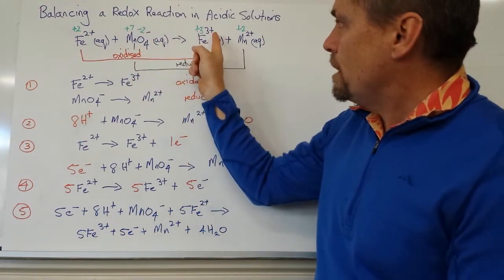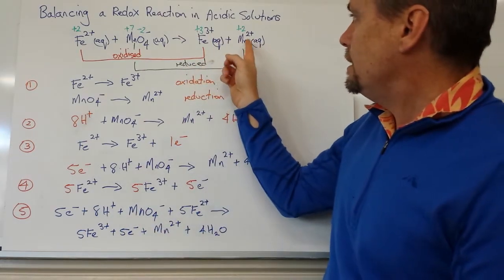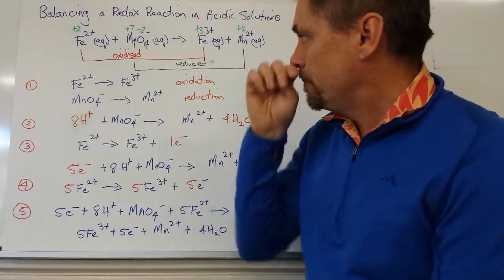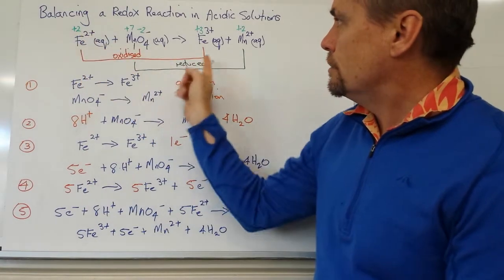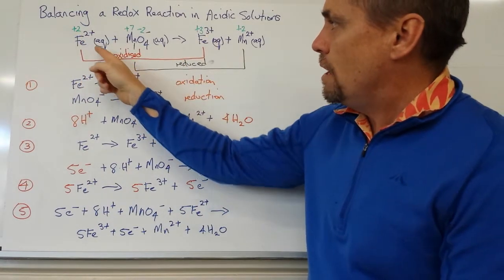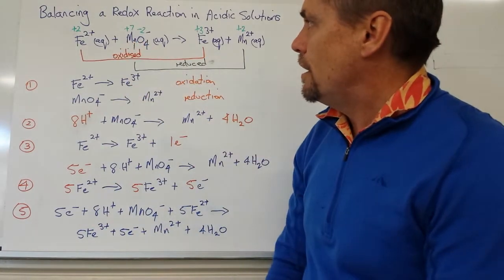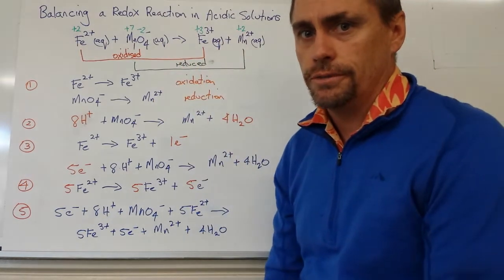Our iron 3+ in solution has an oxidation state of +3, and our manganese 2+ has a +2 oxidation state in solution. So from that, we find that if our iron 2+ goes to 3+, our iron 2+ is oxidised, and our manganese in our permanganate ion goes from +7 to +2, therefore it's reduced.